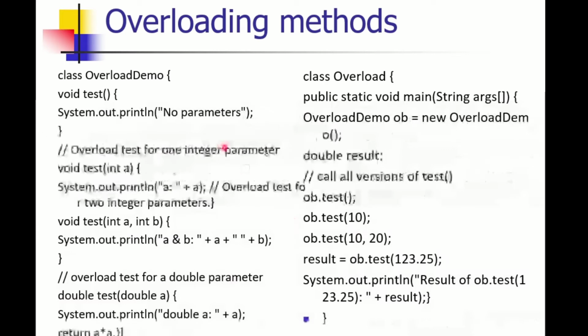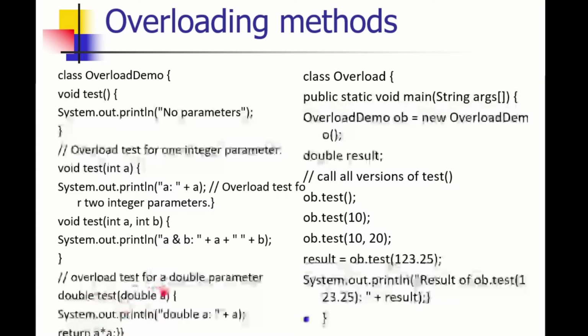Let's see, we have one overload demo class. Inside this class we have several test methods. One test method with no parameter, another test method with one parameter. Okay, here I see there is some typo mistake, so just forgive me because it is just a typo mistake. And next we have another test method taking parameters a and b, and another test method which takes a double parameter and prints the square of that entered value.